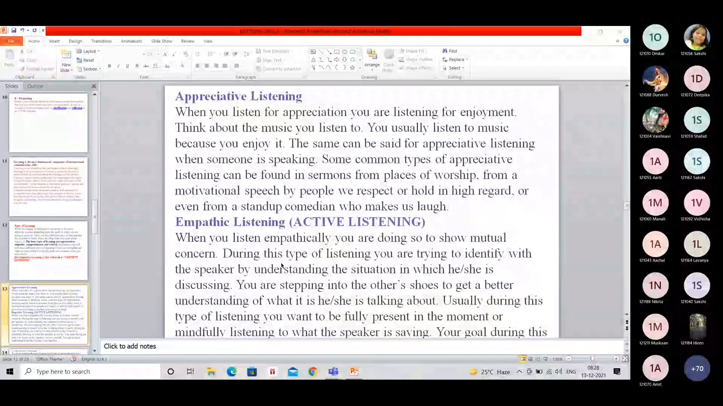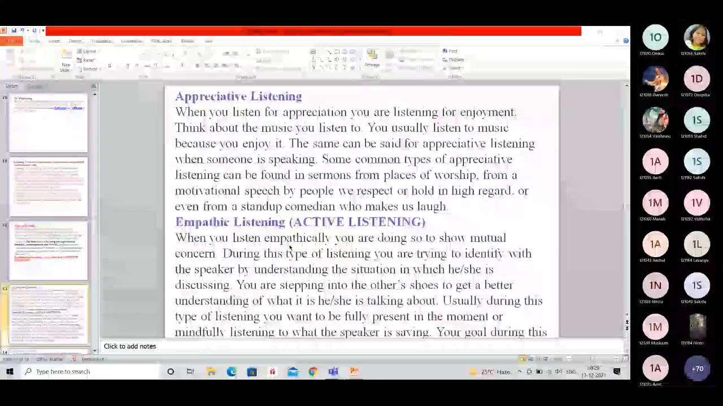Then there is something called empathic listening. Now this we have spoken about quite a few times, even when I discussed consideration as one of the seven C's of communication. What is the meaning of consideration? When you put yourself in somebody else's position or place, feel their pain, it is termed as consideration. Remember, I told you about the difference between sympathy and empathy.